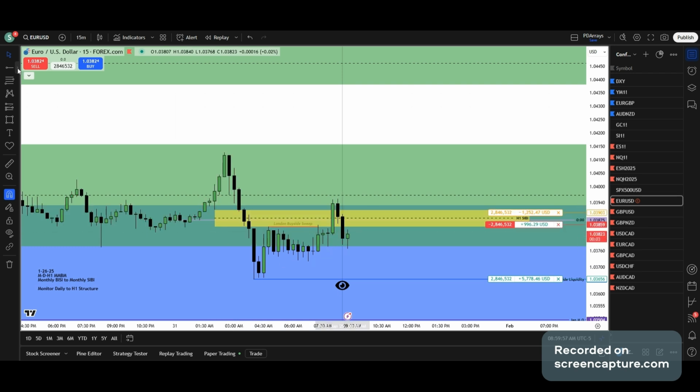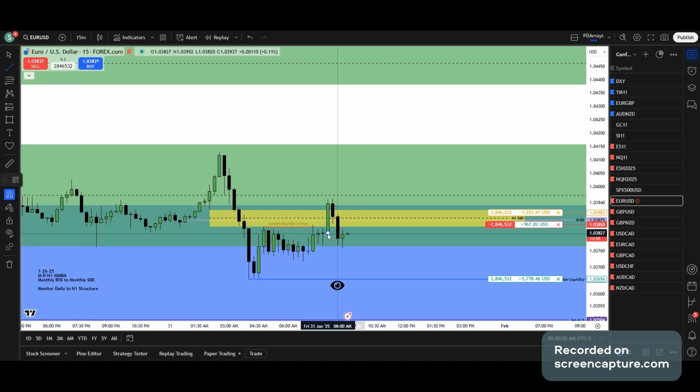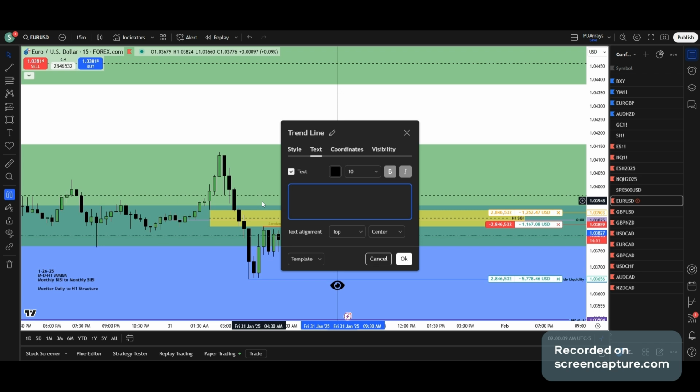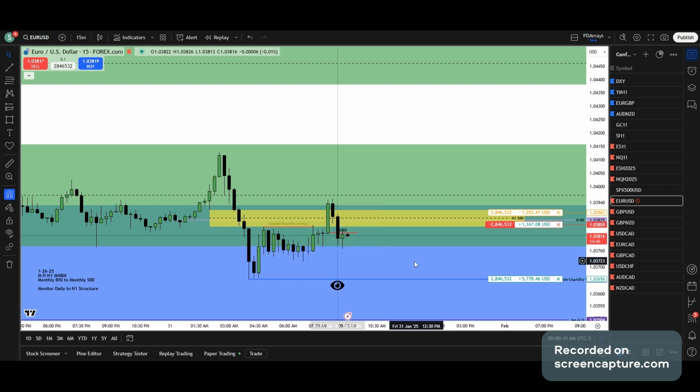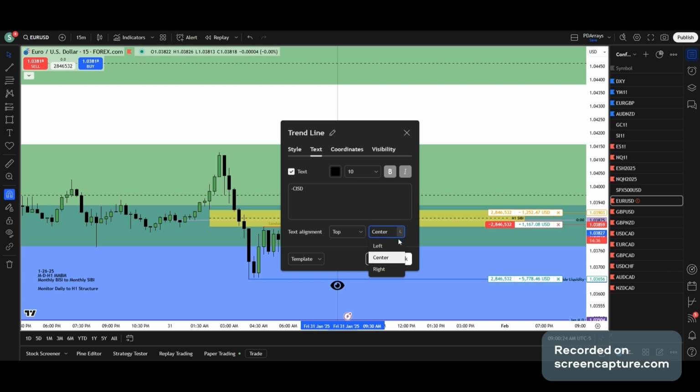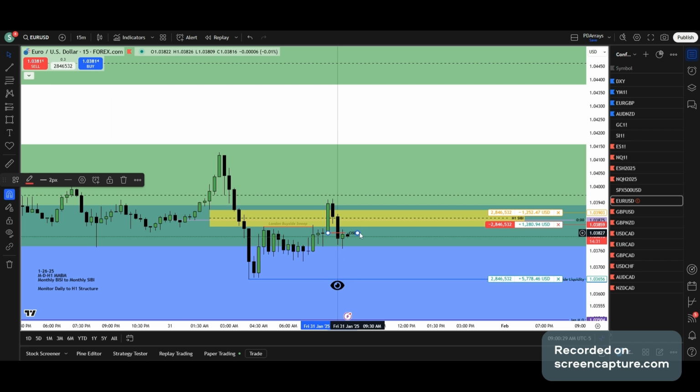What that makes the opening price of this 15-minute candle is a change in the state of delivery. So it's a negative CISD, change in the state of delivery. What that means is I'm expecting price to, let's change this here, and extend this out further.